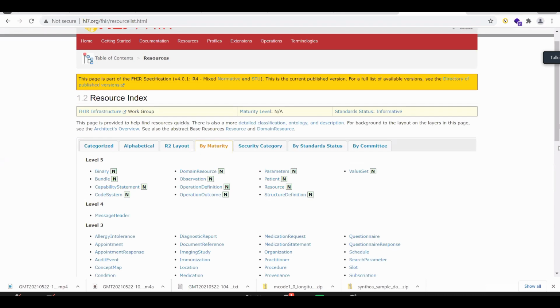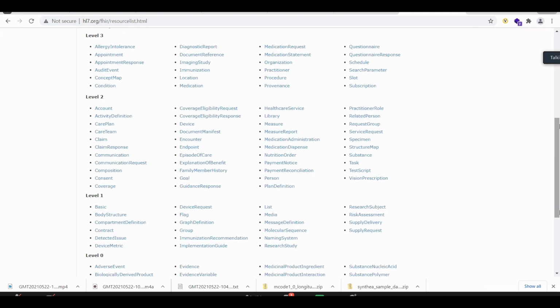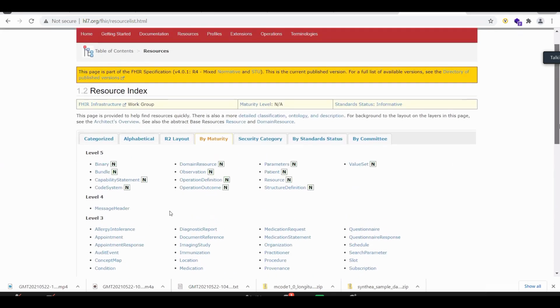So if you are going with resources which are at lower maturity, then there is no guarantee that the next release of FHIR will not break your implementation, right? But if you are implementing resources which are at a higher maturity level, like 3, 4, 5, and N, then you can be certain that the breaking changes will be fewer. And if it is level 5 and N, it means forward compatibility will always be maintained. Okay.